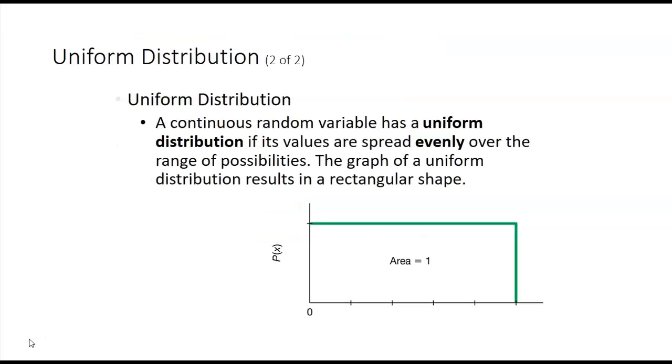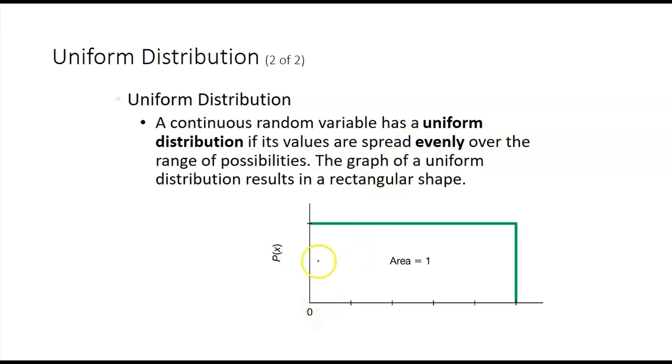To start, I want to talk about uniform distributions. Uniform distributions are a type of continuous random variable. In the last chapter, we talked about discrete random variables. With discrete random variables, we could list our outcomes. With continuous random variables, we're unable to list our outcomes.